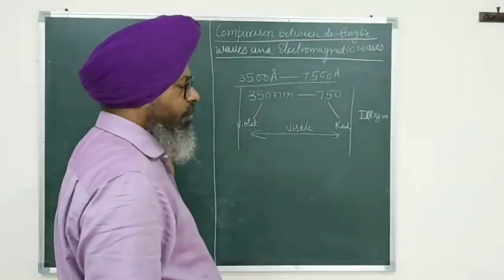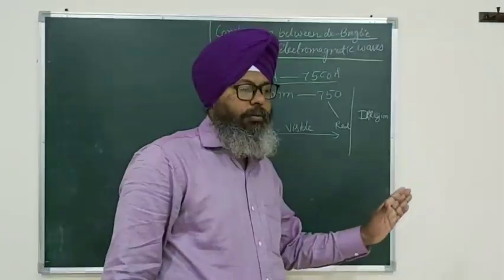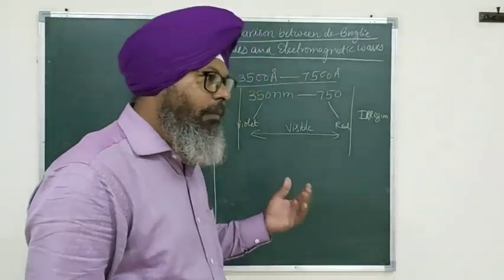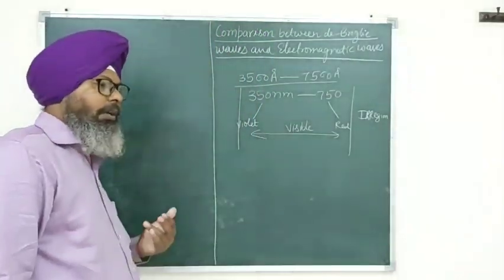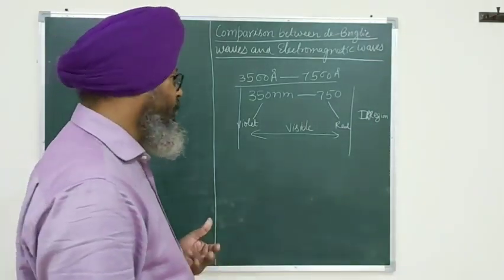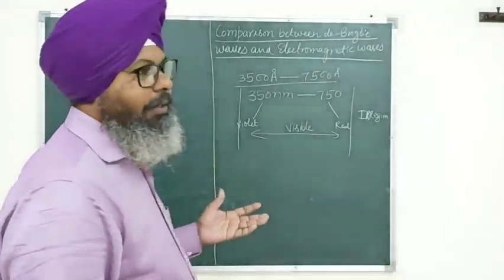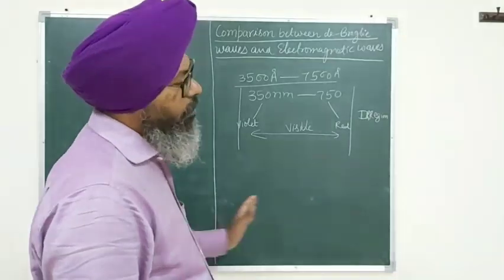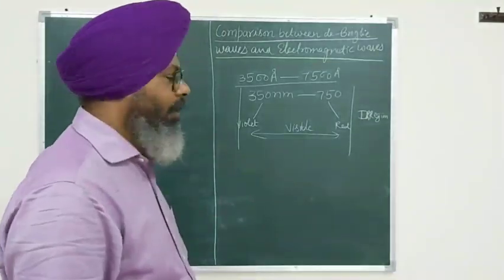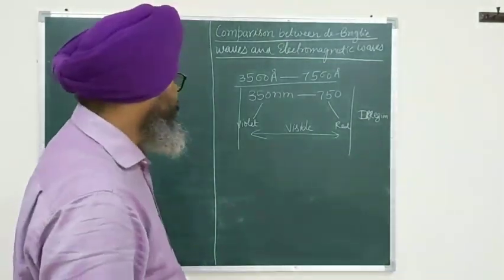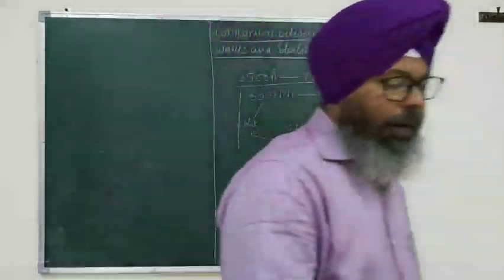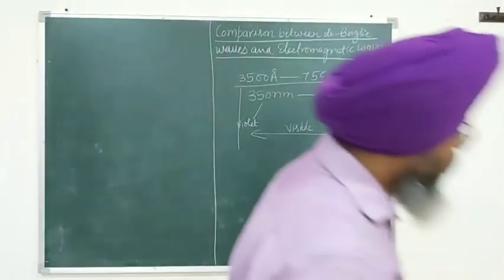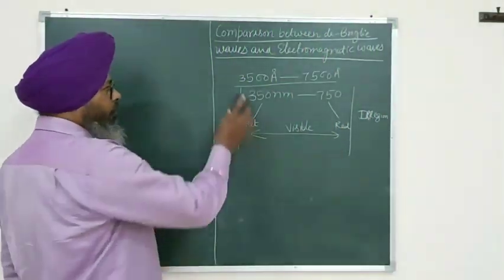And the whole region, starting from the power frequencies, then audio frequencies, radio frequencies, then microwaves, then IR, then visible, then ultraviolet, then X-rays and gamma rays, this combined region is called the electromagnetic spectrum. So the visible region is just a part of the electromagnetic waves.